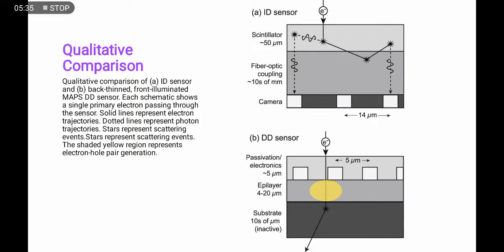Each schematic shows a single primary electron passing through the sensor. Solid lines represent electron trajectories, dotted lines represent photon trajectories. Stars represent scattering events. The shaded yellow region represents electron hole pair generation. The pixel pitches correspond to the Gatan US1000 FTXP and Gatan K2 for the ID and DD sensor respectively. Layer thicknesses for the DD sensor are estimated and do not necessarily correspond to the K2.